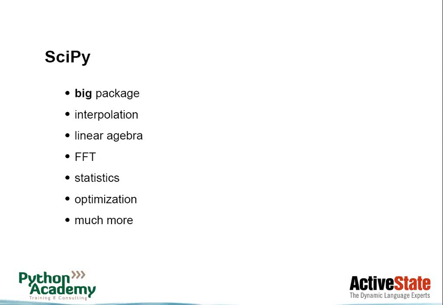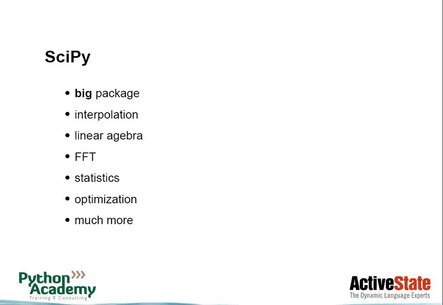And SciPy is a very big package, and it assembles a lot of different functionality inside, and has like 800 pages of documentation. It's a pretty big package, and a few areas it covers are interpolation, some linear algebra, fast Fourier transformation. You can do statistics, some optimization, and many more.